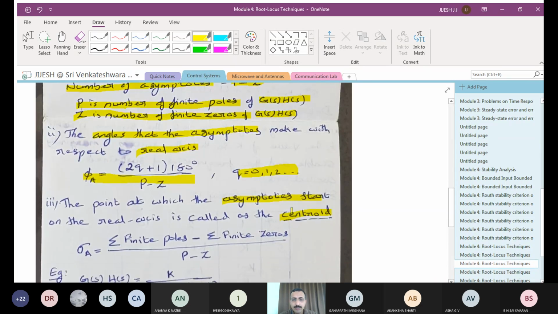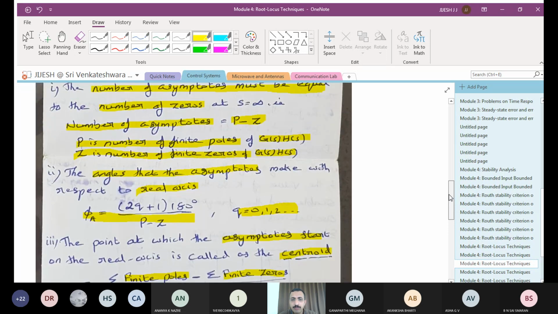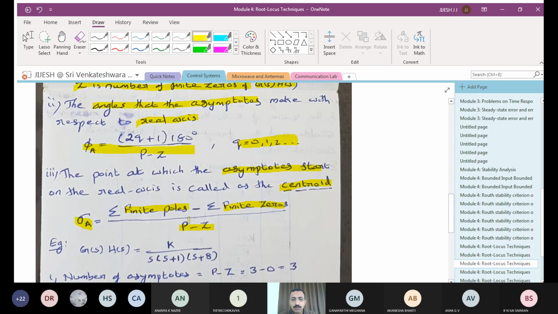So the point at which the asymptotes start on the real axis is called the centroid, and it is given with the help of an equation: sigma A is equal to the summation of finite poles minus the summation of finite zeros, divided by p minus z. So how many poles and zeros are there? You are going to take the summation of poles minus the summation of finite zeros, divided by the number of poles minus the number of zeros. We have already found those things before, so we are going to use that. This is the equation you have to use in order to find the centroid.